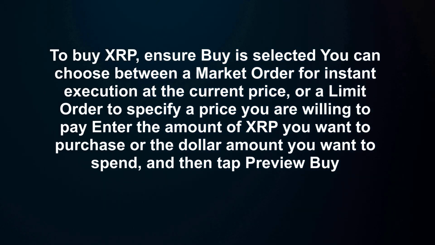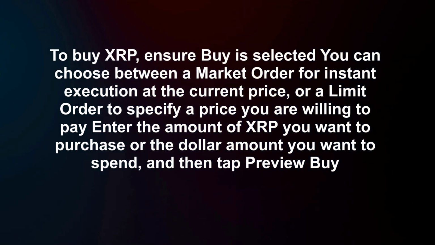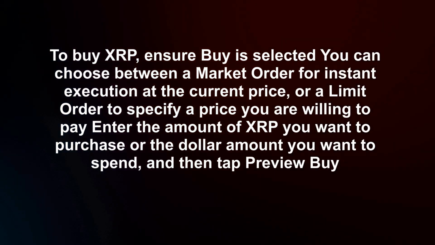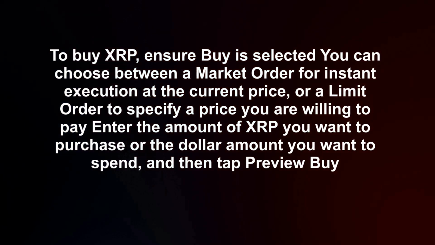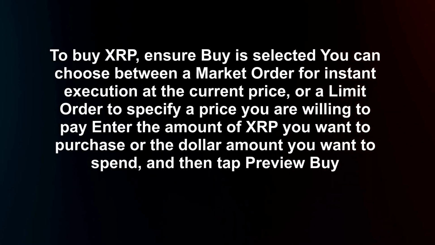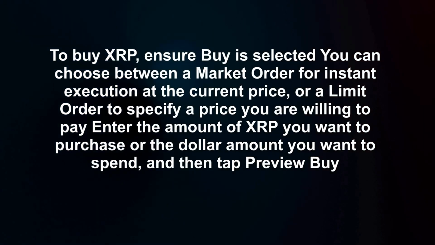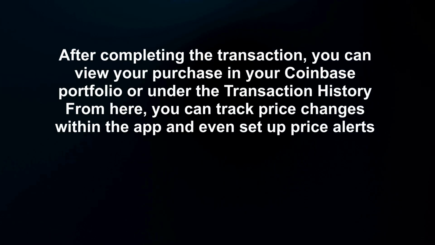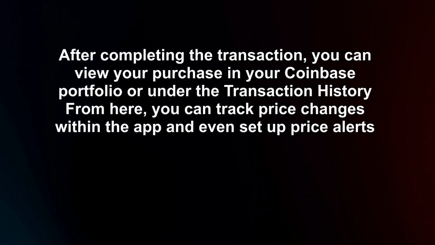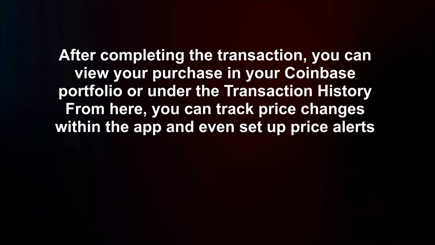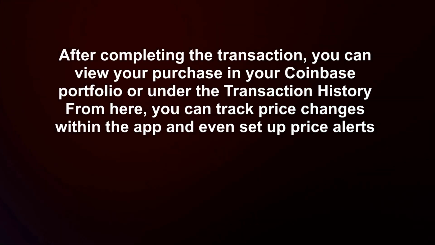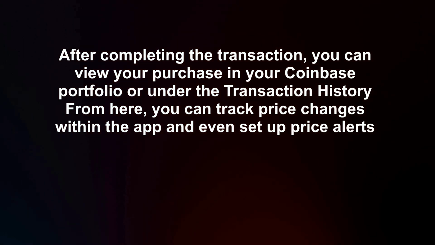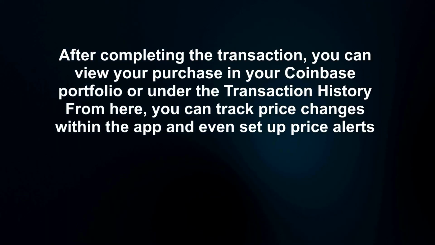You can choose between a market order for instant execution at the current price, or a limit order to specify a price you are willing to pay. Enter the amount of XRP you want to purchase or the dollar amount you want to spend, and then tap Preview Buy. After completing the transaction, you can view your purchase in your Coinbase portfolio or under the transaction history. From here, you can track price changes within the app and even set up price alerts.